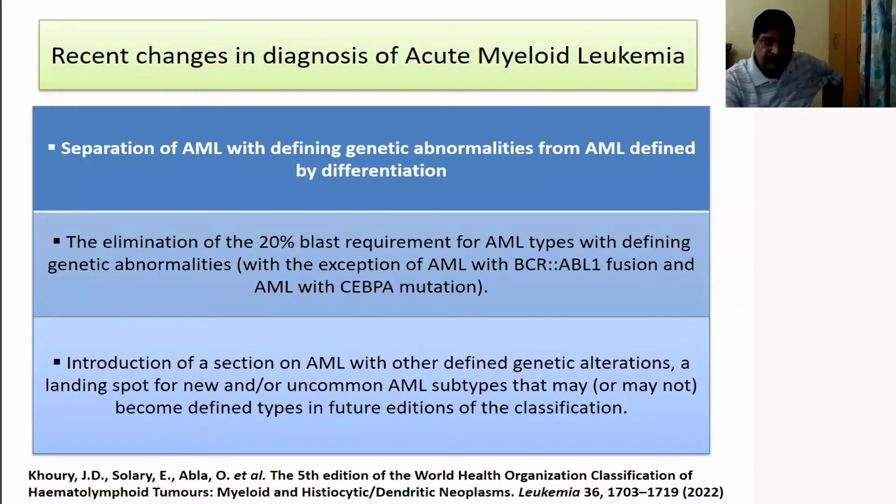So there is an introduction of a section of AML with other defined genetic alterations, a landing spot for new or uncommon AML subtypes, because every other day you have a new molecularly defined characteristic coming in the literature. And if you find that there is a consistent cytogenetic or molecular genetic abnormality, they will figure in this category as years pass by. So the WHO has left one box empty where all these newer defined entities will get classified in future.